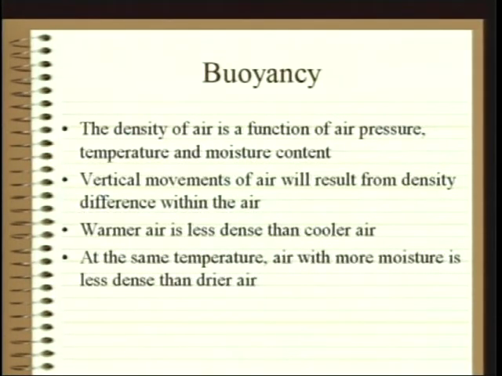As I mentioned, warmer air tends to have more buoyancy. Also, moisture is important. At the same temperature, air with more moisture is less dense than drier air. So if you have a parcel of air near the surface and it's warm, that's going to make it less dense. If you add more moisture to it, that's going to make it a little bit less dense also. So in a convective type situation, it helps to have that warm, moist air at the surface because it's less dense and it can rise upwards.